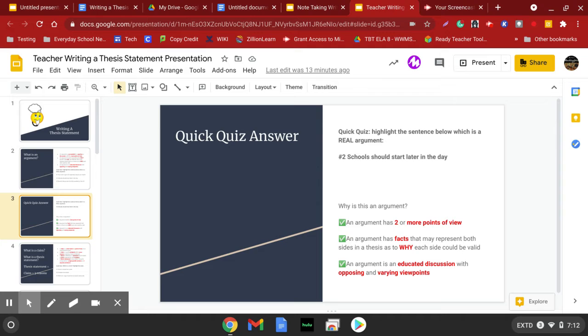An argument has facts. There's facts that can represent both sides of the thesis. So I can find evidence to say, yes, it should start later, or no, it should start earlier. And then you can find valid reasons why each side could be right. An argument is an educated discussion with opposing and varying viewpoints. So all three of those bullets, it's yes, that makes a statement that can be argued.